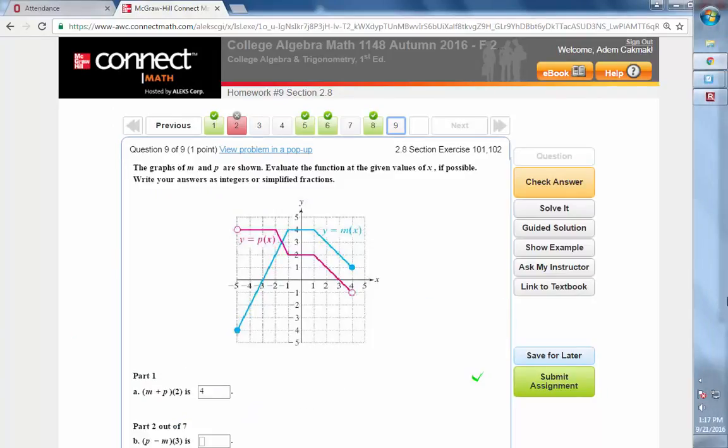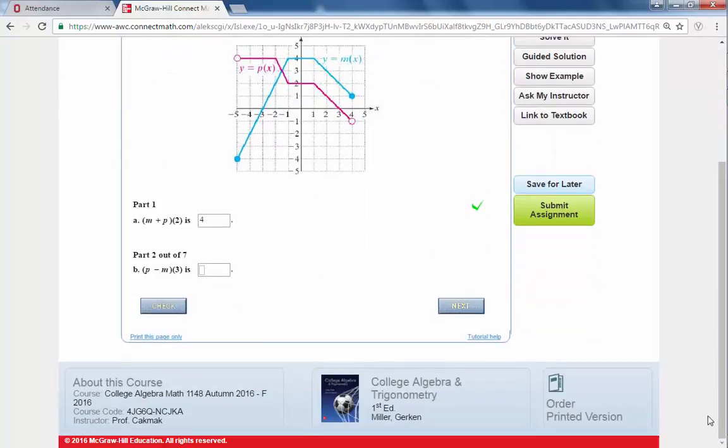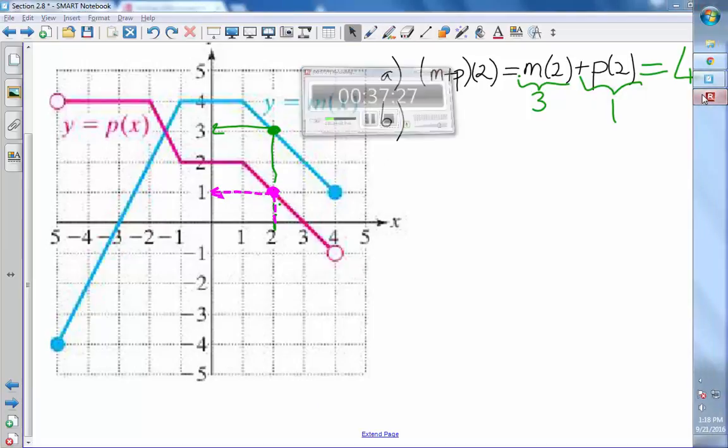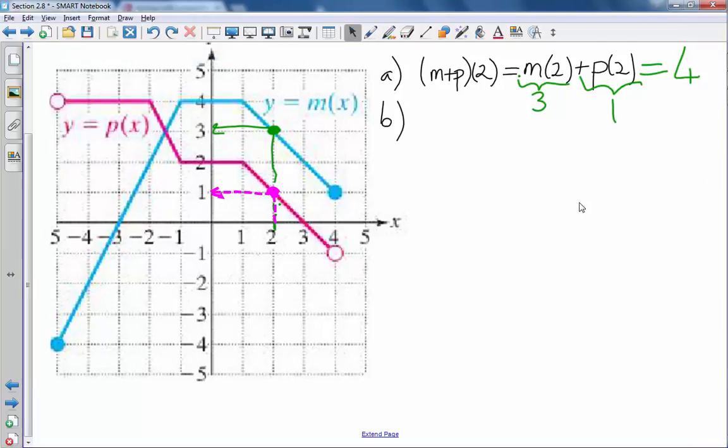Okay, that was just the beginning though. Next time, what are we doing? P minus M at 3. That means you first compute 3 under P. Order matters. You first take it at P, and then you take it at M, and the results must be subtracted.